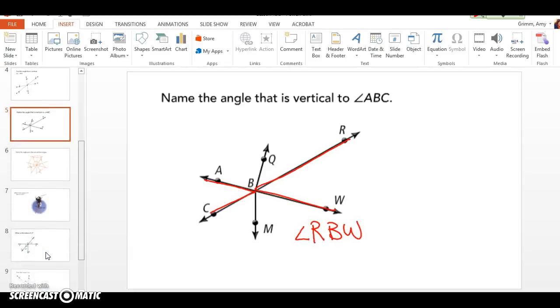All right, let's get a little bit harder with this. Wait, so ABC is equal to RBW? Yes, it is. Okay, so why do you not like the way that sounds? Tell me why it sounded weird. Because it looks bigger than the other one.